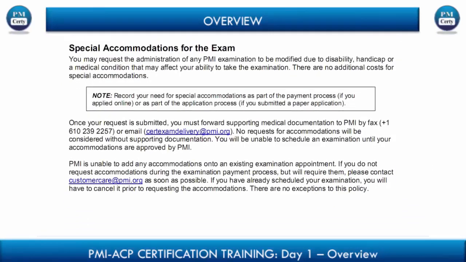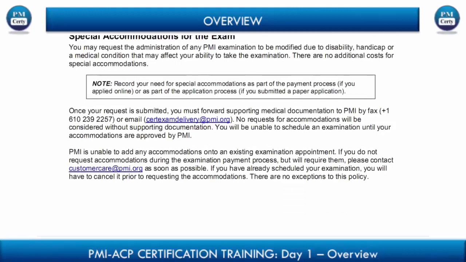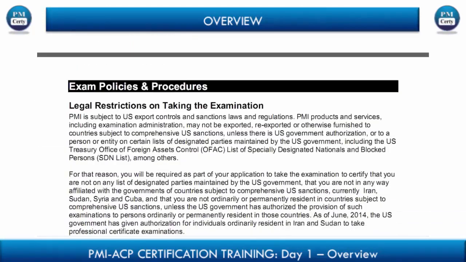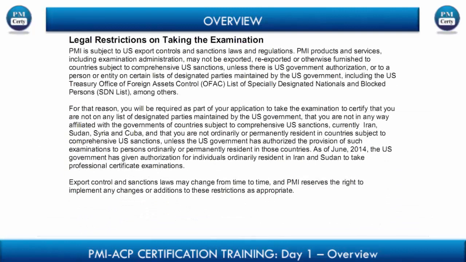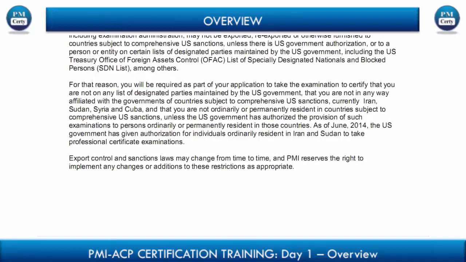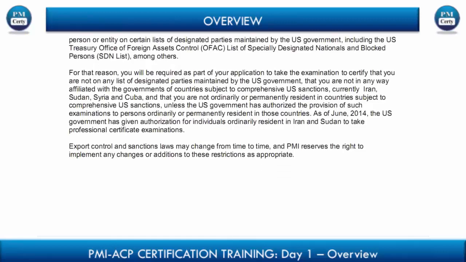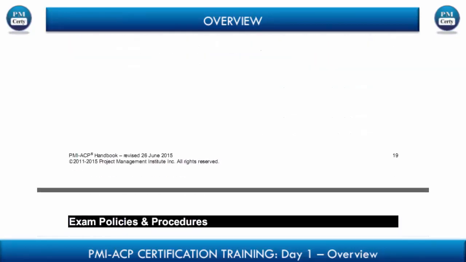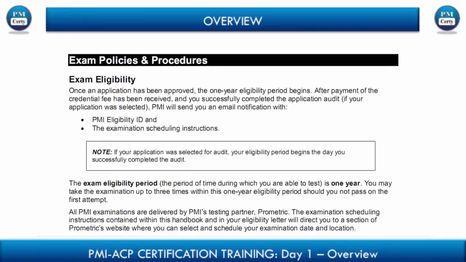Policies and procedures for those who are handicapped, who have some other issues, they give you some special considerations, and they have some legal restrictions. Most of us, I don't think you'll have it, because it's only for sanctioned countries like Iran, Sudan, Syria, and Cuba. So unless we are residents or citizens of those countries, I don't think we need to worry.